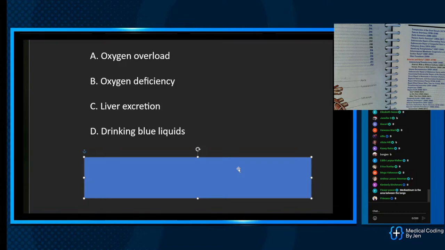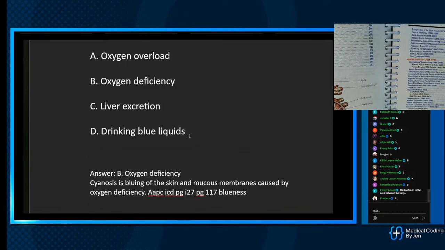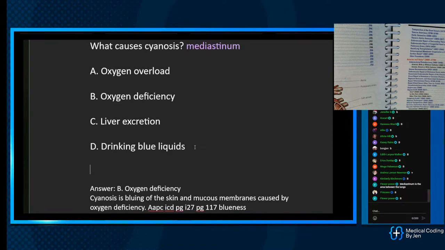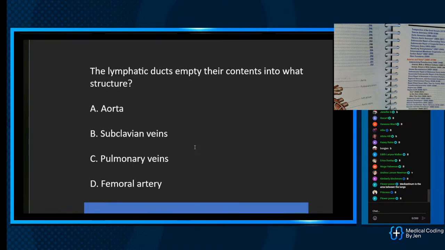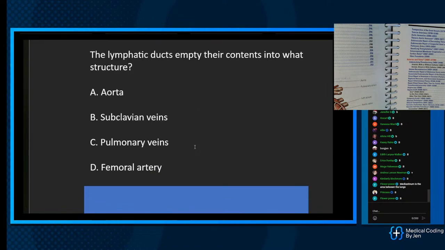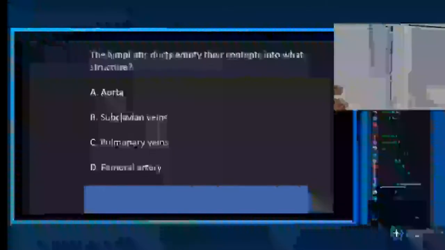What causes somebody to be blue? Drinking blue liquids, right? On page 117 of the ICD-10 book, you can find the definition of that. The lymphatic ducts empty their contents into what structure? Is it the aorta, subclavian veins, pulmonary veins, or femoral artery? We have two veins. So I like to look for similarities. If you had no clue, what would you pick for this one?